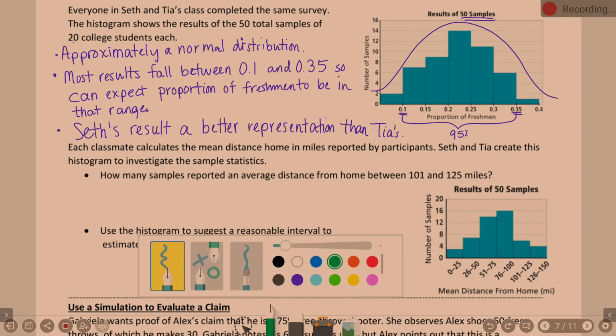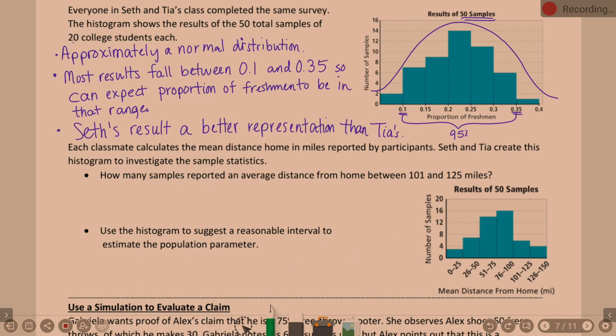Each classmate calculates the mean distance home in miles reported by their participants. Seth and Tia create this histogram to investigate the sample statistics. First question. Okay, so right here, these are the results of the 50 different samples from their classmates. Mean distance from home in miles, number of samples. The first question is, how many samples reported an average distance from home between 101 and 125 miles?